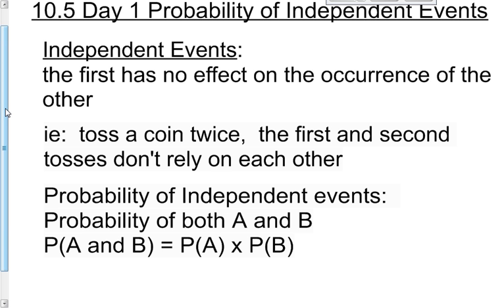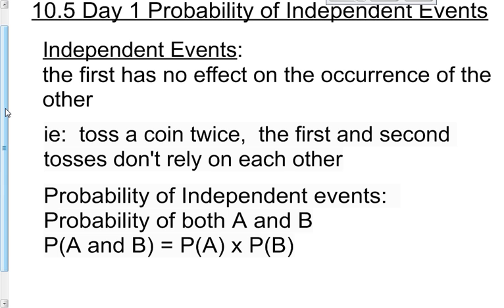For instance, I could toss a coin twice. The first and second tosses do not rely on each other. So I toss a coin the first time, I get either heads or tails. When I flip that coin the second time, it doesn't matter what I'm going to get. The second time I flip the coin has no effect at all on what happened the first time I tossed the coin.